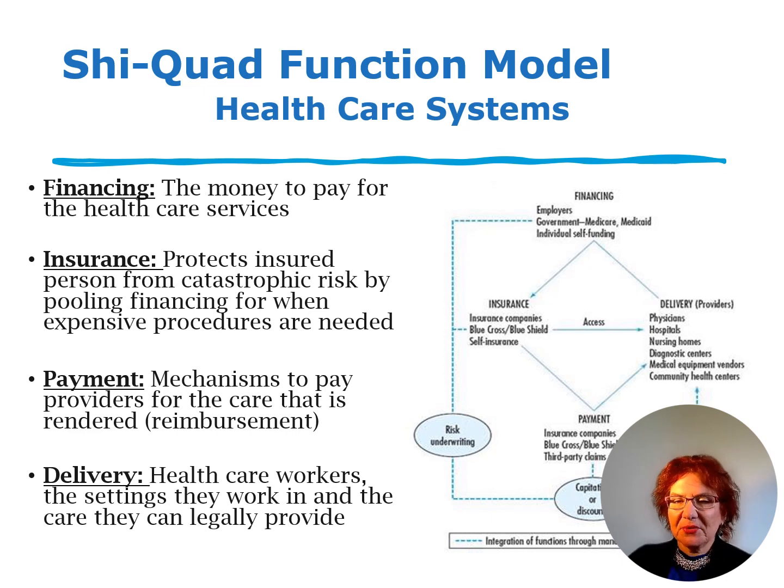So we can talk about the financing. Where does all the money come to pay for healthcare? We can talk about the insurance part of the system. It's a way that we pool the money to protect people from catastrophic risk. We can talk about the payment. Well, how do we get the money from the patients to the providers? And finally, we can talk about the delivery of healthcare, the healthcare workers, the settings they work in, and the care that they are legally allowed to provide.